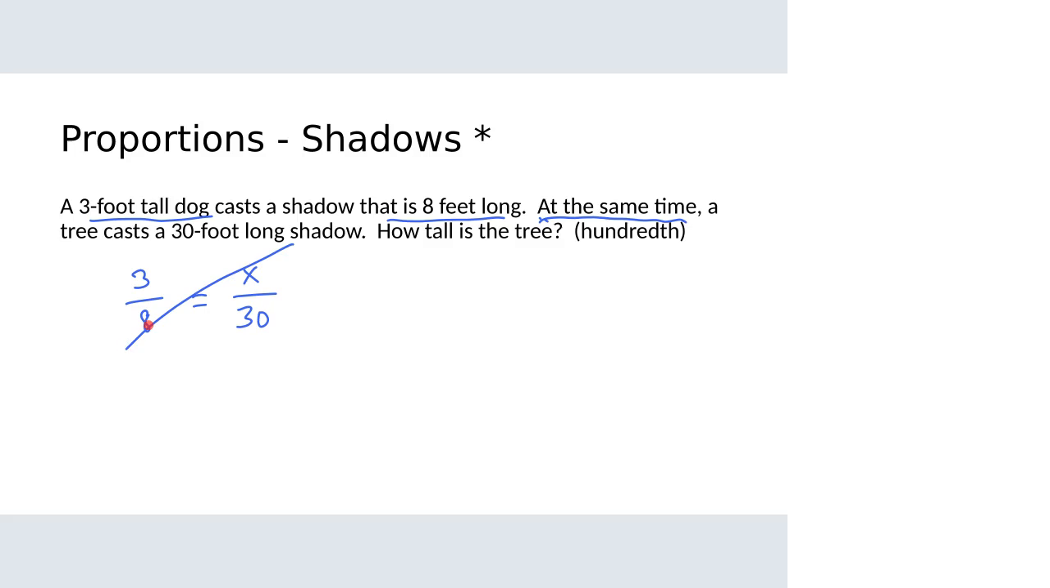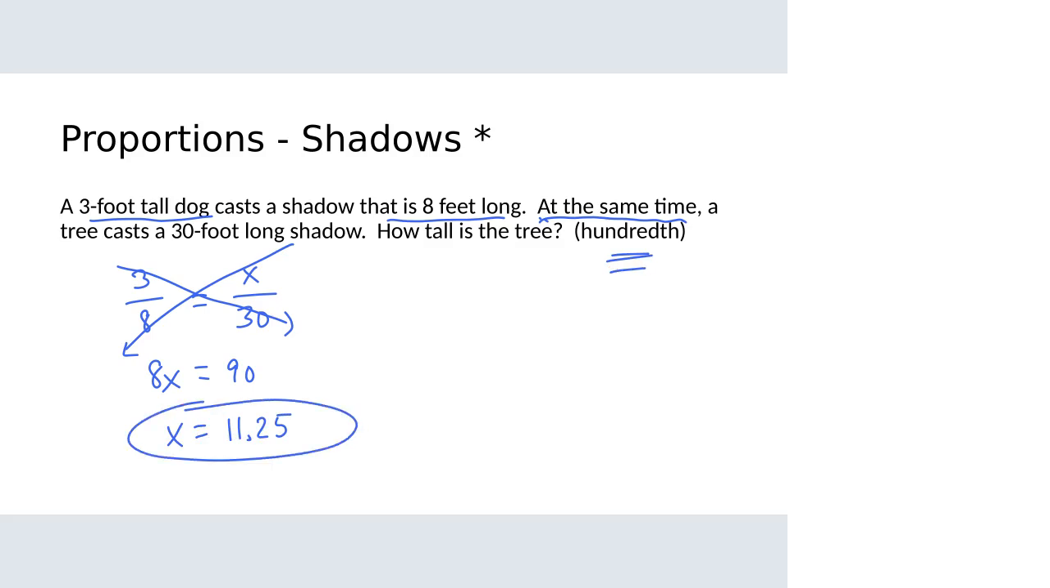When we solve, we'll cross multiply and have 8x is equal to 3 times 30, which is 90. We'll divide both sides by 8 and wind up with x is 11.25. This problem told me to round to the nearest hundredth, and I already am. So we're at 11.25. Let me know if you have any questions on how we got there.